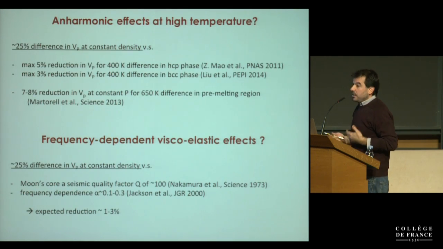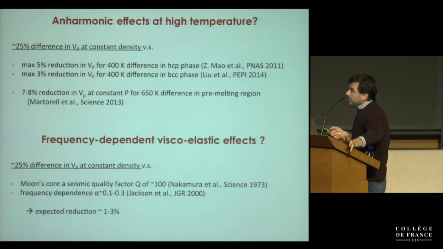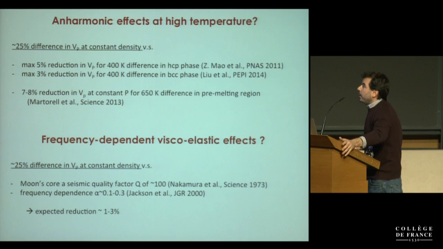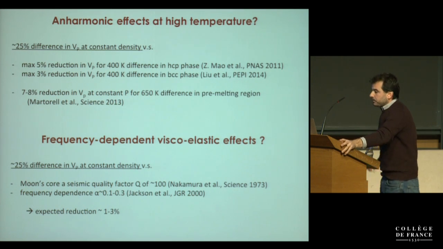Even some studies arguing in favor of an anharmonic effect in this pressure range estimate no more than a 5% reduction in VP in the FCC phase and around 3% reduction in the BCC phase. So clearly, we're not in the right ballpark. Even the larger reduction in VP, in this case at constant pressure, recently expected for pre-melting effect is quite below what we observed.